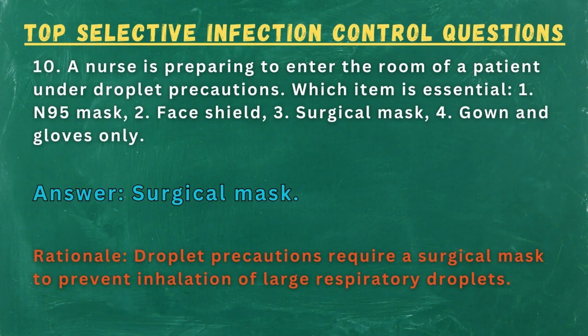10. A nurse is preparing to enter the room of a patient under droplet precautions. Which item is essential? 1. N95 mask. 2. Face shield. 3. Surgical mask. 4. Gown and gloves only. Answer: surgical mask. Rationale: droplet precautions require a surgical mask to prevent inhalation of large respiratory droplets.